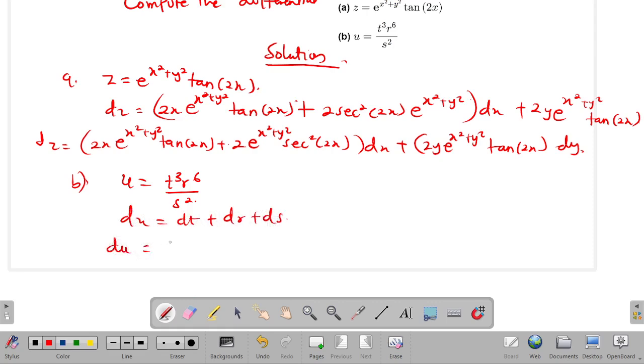So our du will be equal to, let's differentiate it with respect to t. With respect to t, everything else becomes a constant. So 3t squared, right? 3t squared multiplying r to the power 6 over s squared, for dt, plus, with respect to r, 6 r to the power 5 t cubed over s squared, dr, plus with respect to s, that is 1 over s squared, right? So I have my t cubed. When I differentiate 1 over s squared, that's s to the power negative 2, I have negative 2 s to the power negative 3, right? So I end up getting negative 2.